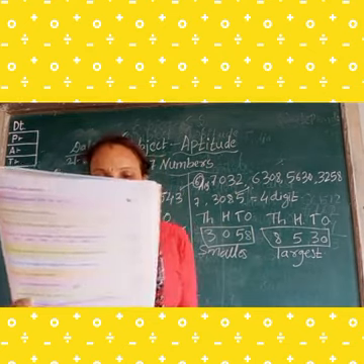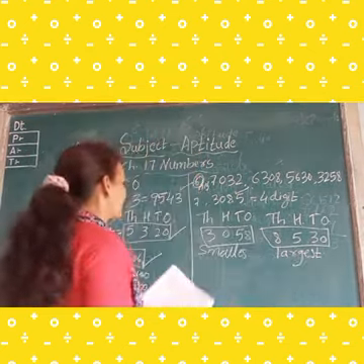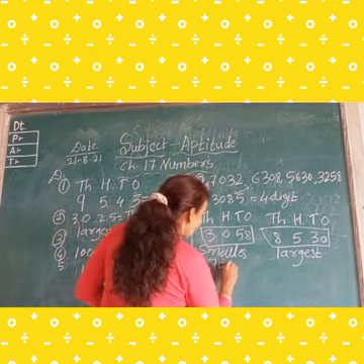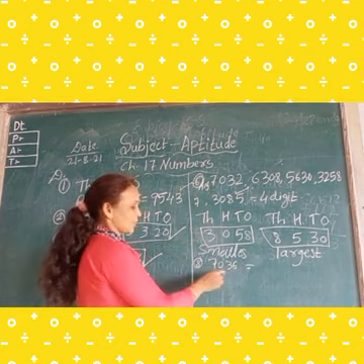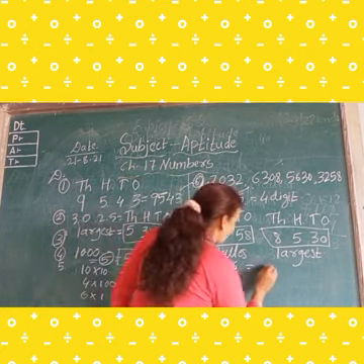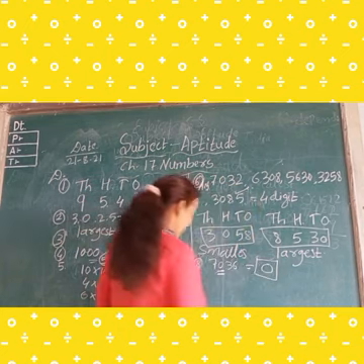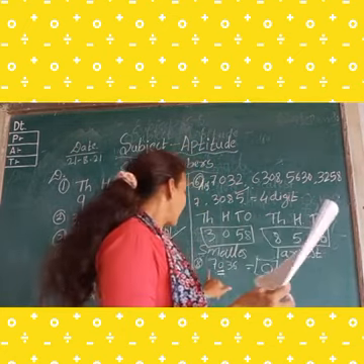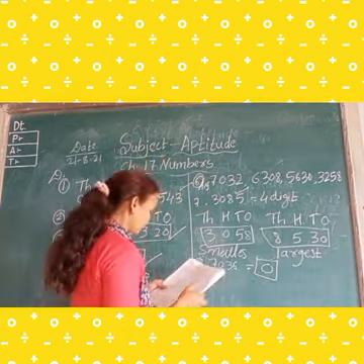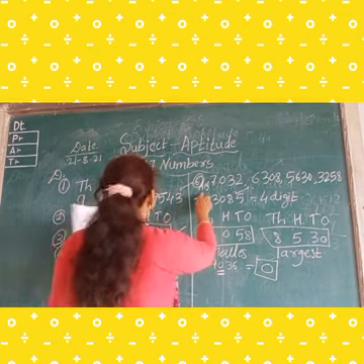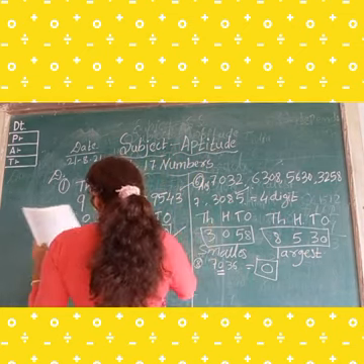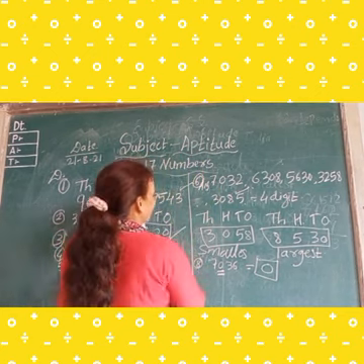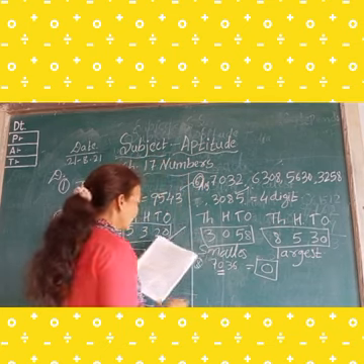How many hundreds are there in this place? 8. Number 8. In 7036, how many hundreds are there? No hundreds place value is there. So our answer is this one. Now seventh one. Which one is missing? 6, 4, 5, 6 and 7.